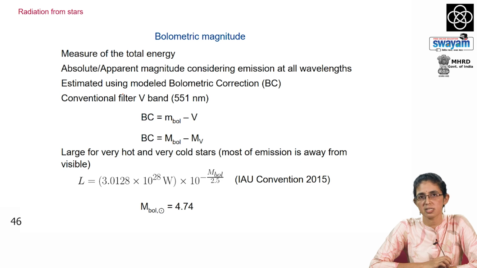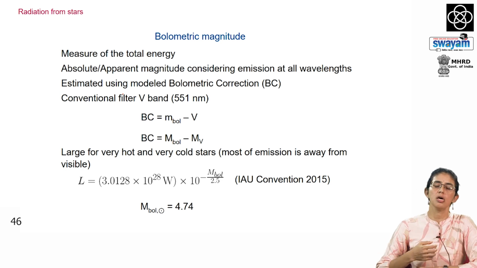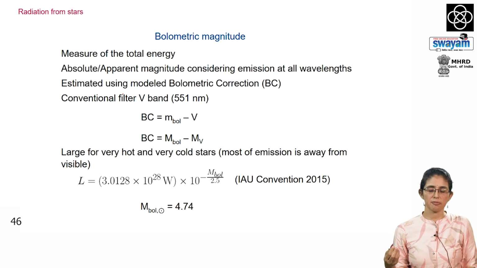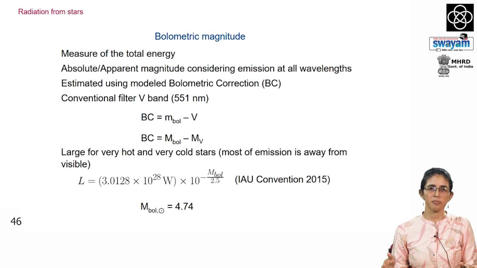So, that is given by this relation: bolometric correction is equal to apparent bolometric magnitude minus the apparent magnitude in the V band. This bolometric correction is very often modeled using black body curves, because if one knows for a particular black body the amount of radiation received in the V band, then one can calculate the effect of measurement of flux across all the other wave bands.